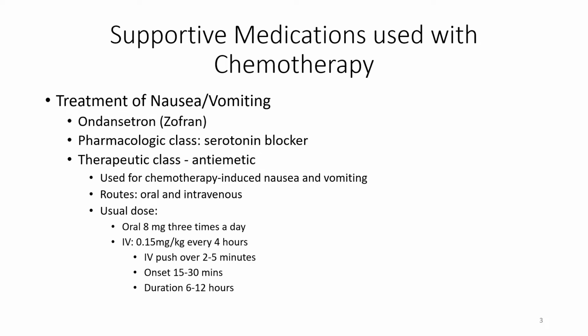IV dose 0.15 milligrams per kilogram. We can give that every 4 hours. You can dilute this medication if you want to. You may want to dilute that with saline because it is a small dose. 4 milligrams is going to be about 1 milliliter. It's very difficult to give 1 milliliter over 2 to 5 minutes. It begins to work very quickly. The duration is 6 to 12 hours, although most of the time it is ordered at least Q4 or Q6.